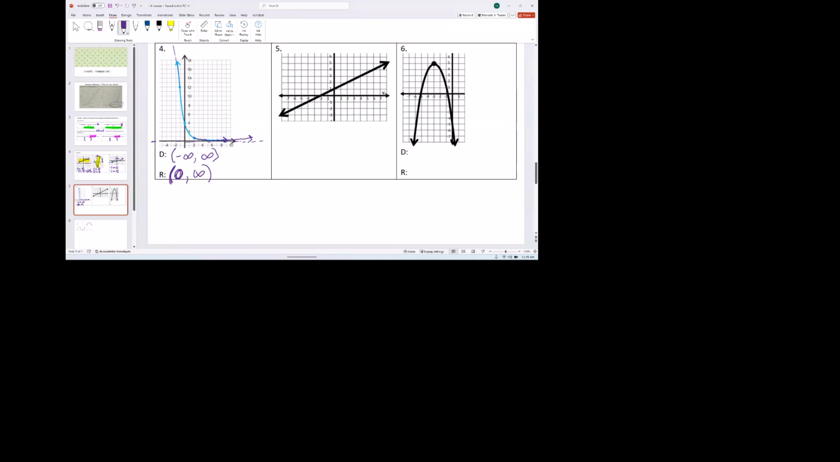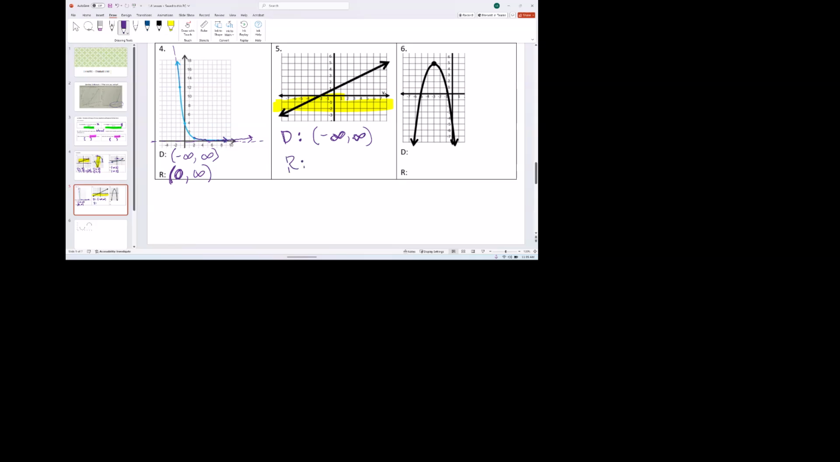What is number 5? What type of function is number 5? Really? The easiest one? Linear, right? It's a line. So looking left to right, is it going to go forever to the left and forever to the right? Yes, it will. So that means the domain, sorry, I forgot to put the domain on here. Negative infinity to infinity. I know, infinities, why are they like the hardest to write sometimes?